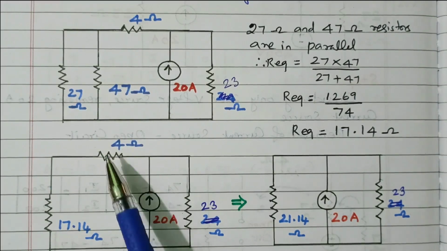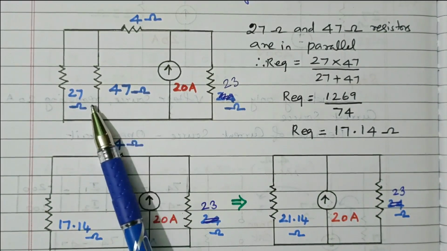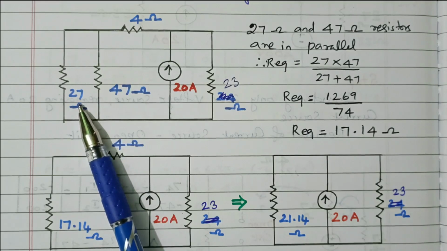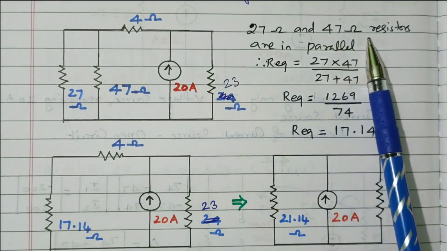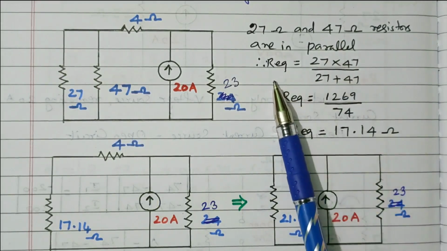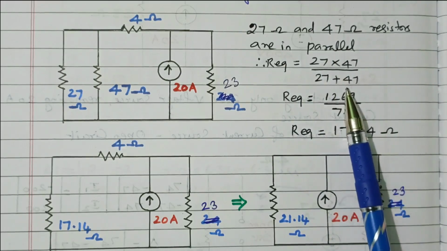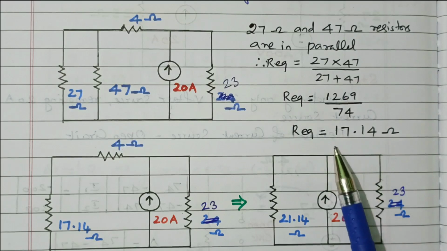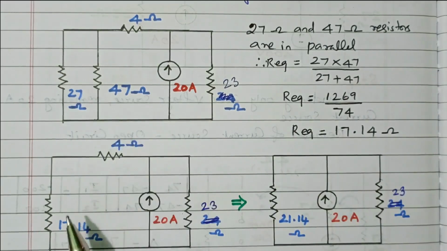So in the simplification process, by seeing the diagram, this 27 ohm and 47 ohm are connected in parallel. So we can go for a simplification of equivalent. We can find the equivalent resistance because of parallel combination. 27 ohm and 47 ohm are connected in parallel. So the equivalent resistor is 27 into 47 divided by 27 plus 47. That is R1 into R2 divided by R1 plus R2. So after simplification, what we got? 17.14 ohm.